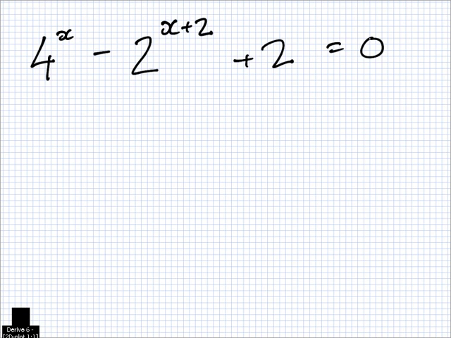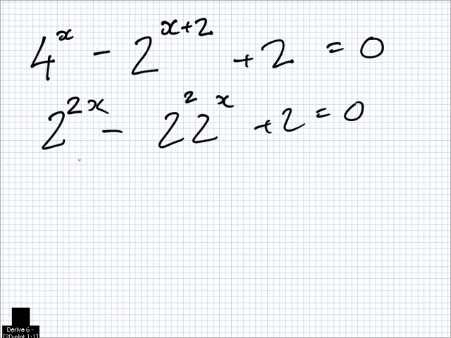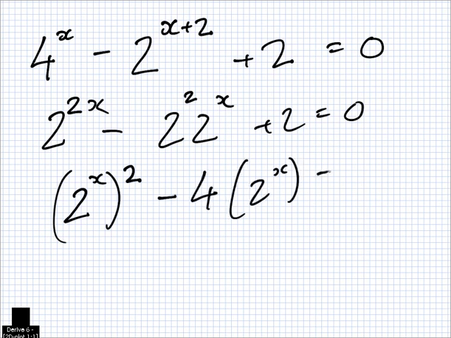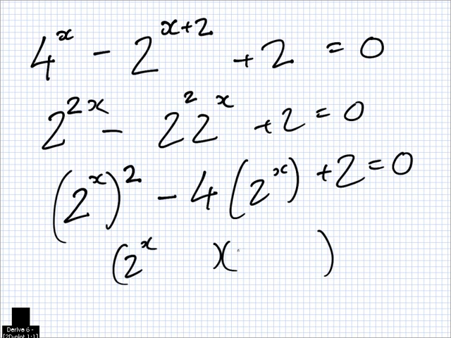Okay, so let's have a look at this one. What should I do first? I should change this into 2 squared, and I should change this one into 2 to the x, like that. Plus 2 equals 0. So this becomes (2 to the x) squared minus 4 times 2 to the x plus 2 equals 0. 2 to the x is the subject in the quadratic.